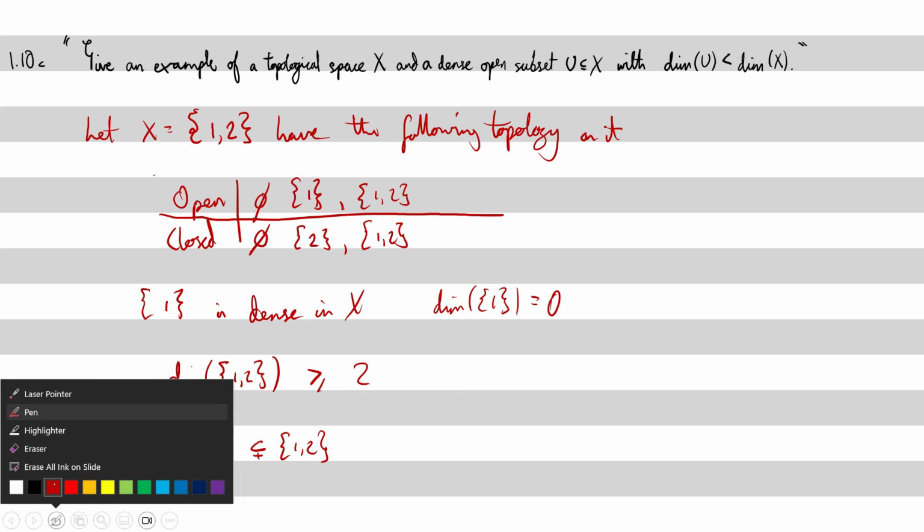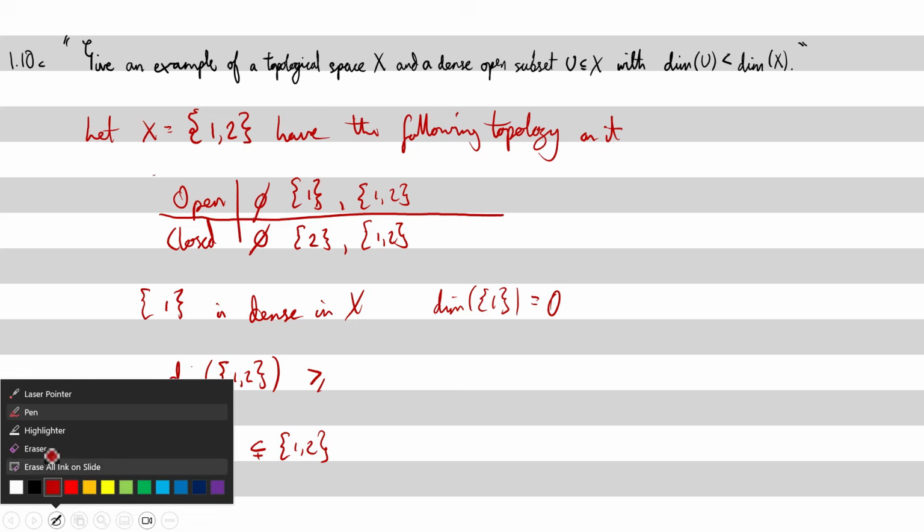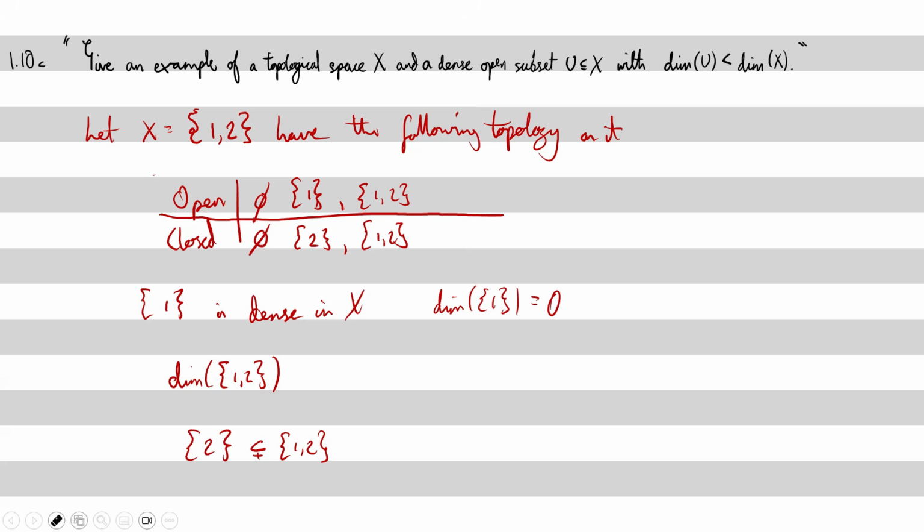Aha, minus 1 is equal to 1, not greater than or equal to. It is equal to 1 because the only other chain is the chain of length 1, which is simply 0.